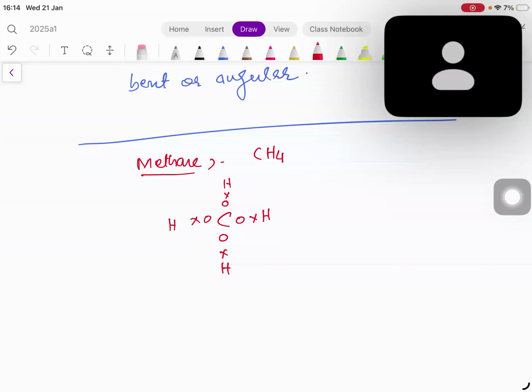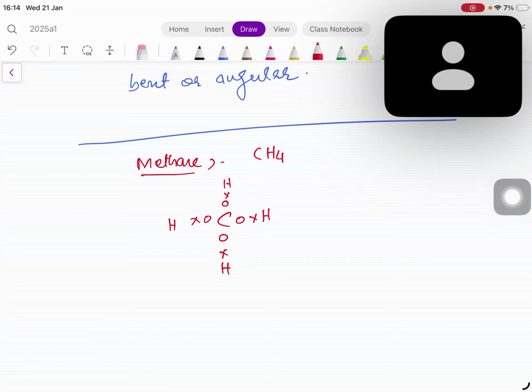Okay, now this is the look. This is how it looks like here. This is the tetrahedral shape. This is out of the plane. This is inside the plane. These two are along the plane. Angle is what? 109.5, what I said, and this shape is tetrahedral, and it is three-dimensional.